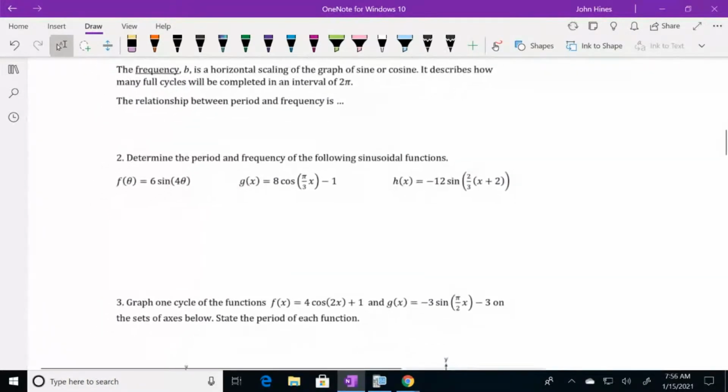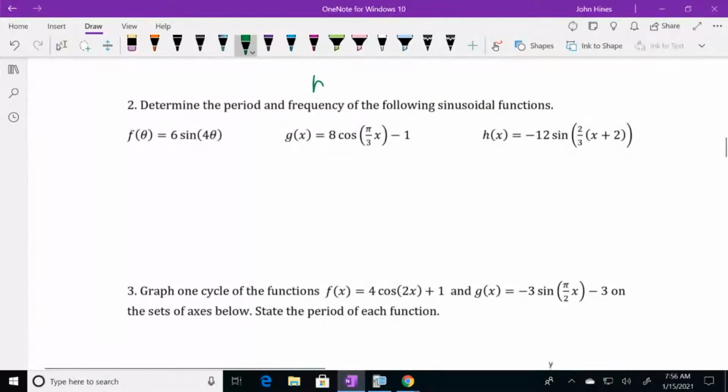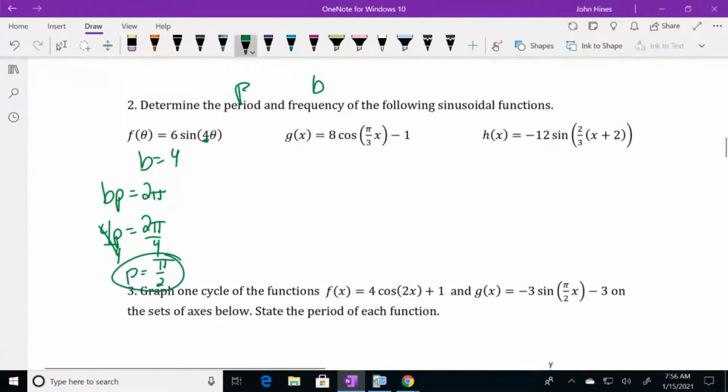Okay, so determine the period and frequency. Well, frequency is b, and period, I use the letter p for. So the frequency is 4. That's easy. I look at what's in front of my variable: 4. How do I find the period? The period is the length of one cycle. I do bp equals 2 pi. What's b? b is the number 4. 4p equals 2 pi, and then I can solve for the period. 2 divided by 4 is pi over 2. So the period, the length of one cycle, is pi over 2.